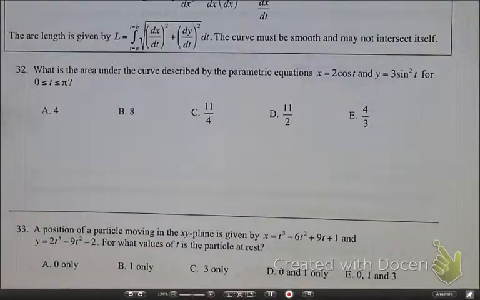Don't you know the equation for area? Yeah. And do you know the equation for area? I forgot. I need to study.